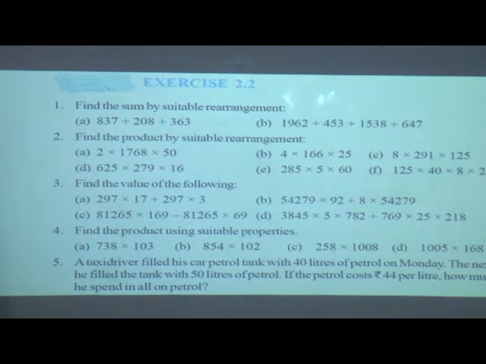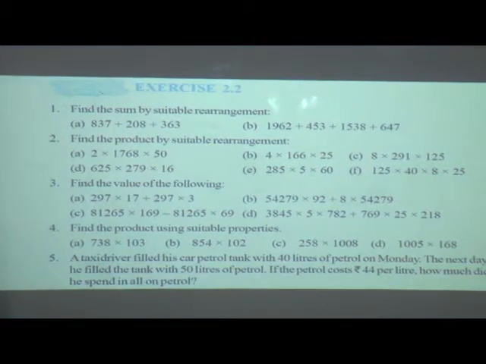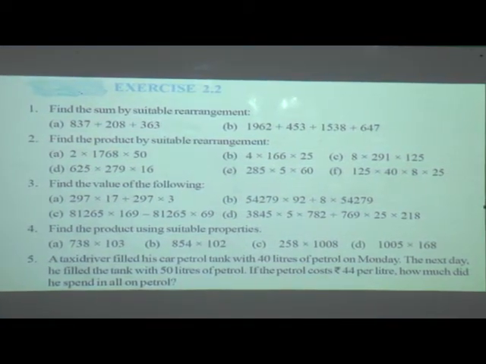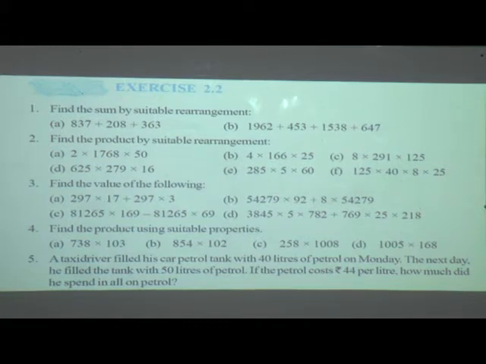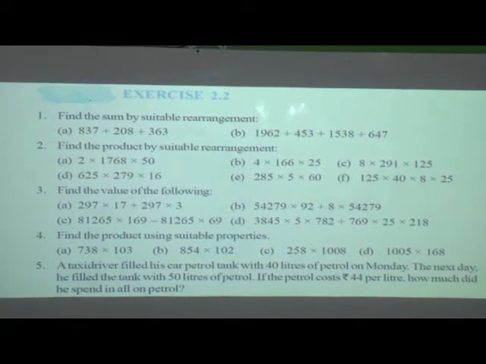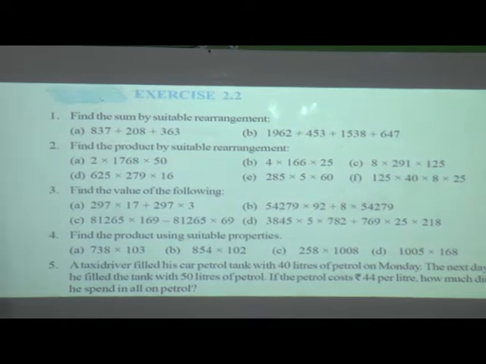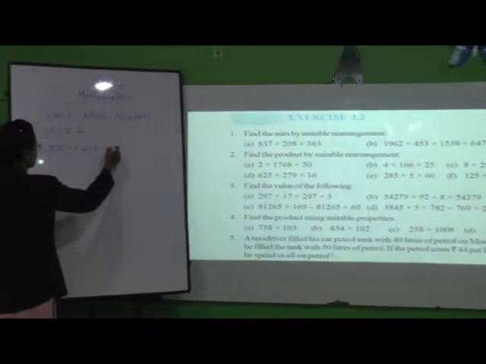Now students, we are going to solve exercise 2.2 from the textbook. See here, exercise 2.2, question number 1. Now see, the first question, find the sum by suitable arrangement. Okay, now see the first question students here, 837 plus 208 plus 363.